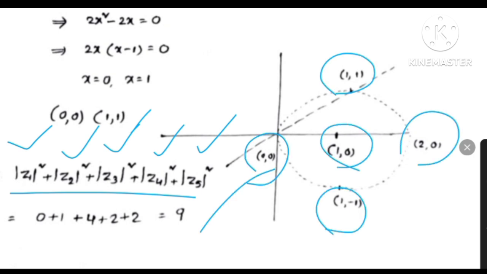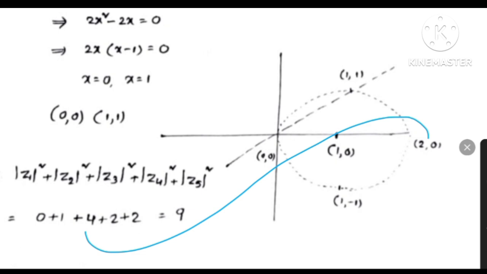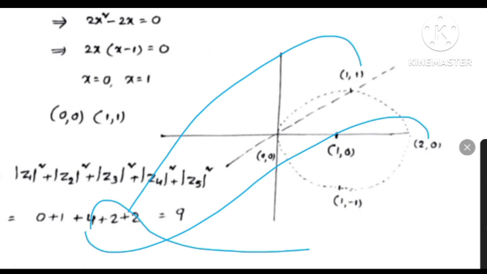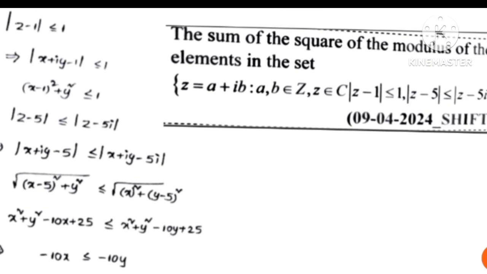Take the first point: 0 square plus 0 square equals 0. Next one, 1 square plus 0 square equals 1. Next point, 2 square plus 0 equals 4. Next one, 1 square plus minus 1 whole square equals 2. 1 square plus 1 square equals 2. Finally, the answer is equal to 9. That's all. The answer of the given question is 9.